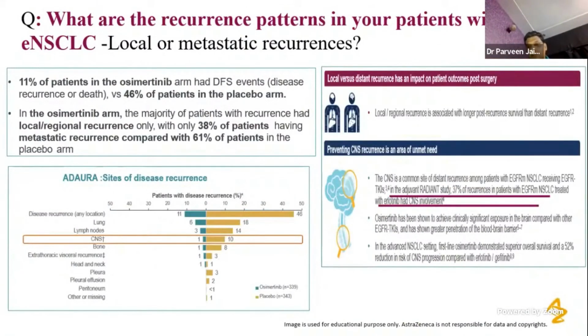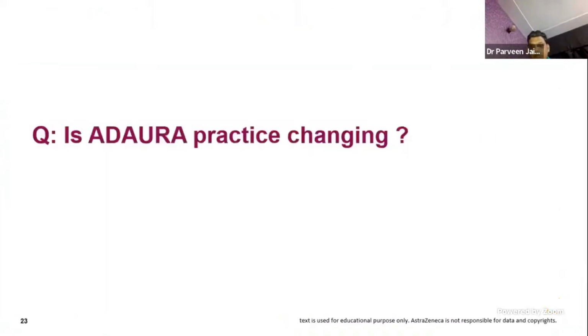So talking about the CNS involvement, as rightly pointed out by Priyanshu, the CNS recurrence was very less with osimertinib in the ADAURA trial. We can see only 1% of the patients progressed in CNS vis-a-vis 10% with the placebo. So CNS is a sanctuary site.